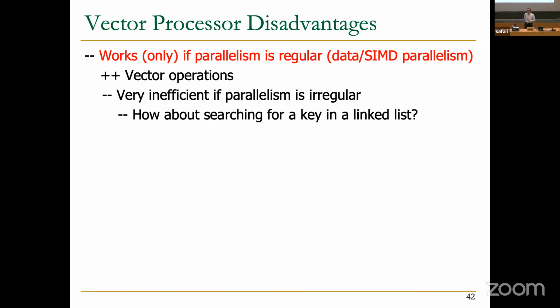Of course, there's a disadvantage. Like every idea, we have downsides and upsides, and the huge downside of vector processors is that it doesn't always work, right? It works if parallelism is regular, data and SIMD parallelism. If you can fit your parallelism to this paradigm, it works nicely, meaning vector operations. But unfortunately, it's very, very inefficient if parallelism is irregular, like some of the programs that we have looked at. If you're searching for a key in a linked list, lots of dependencies, and you cannot parallelize very well, too bad. So you need to know if you can vectorize the program. We're going to talk about vectorizable loops. So your loops need to be vectorizable for this to work.